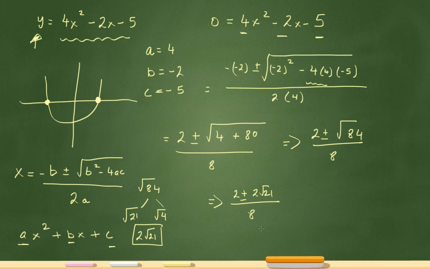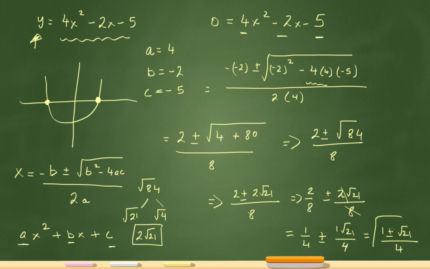Now this whole thing is being divided by 8, so it's really 2 over 8 plus or minus 2 square root of 21 over 8. So now we'll just simplify that. 2 divided by 8 is just 1 over 4 plus or minus 2 divided by 8, you'll have 1 square root of 21 over 4, because that 2 and that 8 cancel out to leave you just 1 over 4. And then finally, since I have a common denominator, that'll just be the 4 there, and it'll just be 1 plus or minus square root of 21, making my final answer A, 1 plus or minus square root of 21 divided by 4.